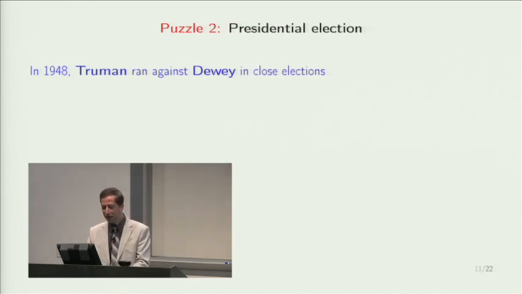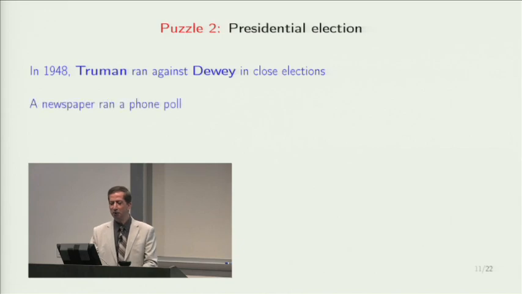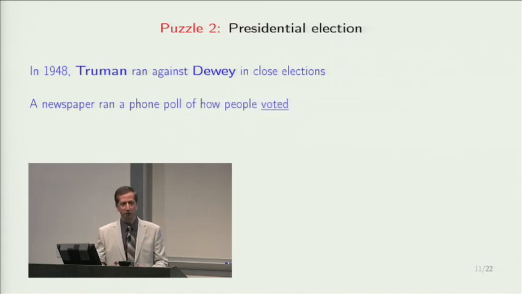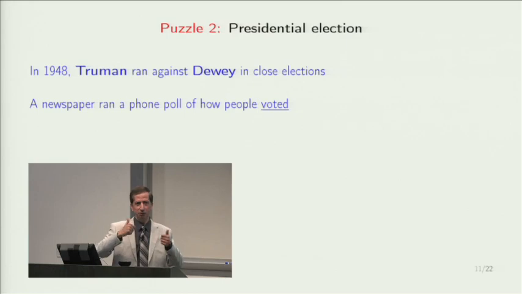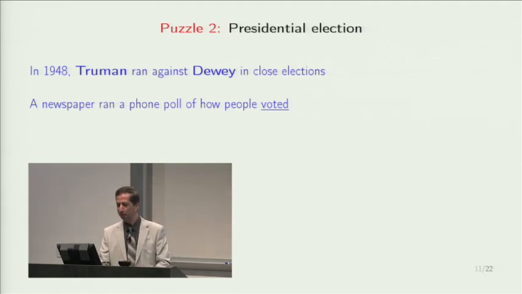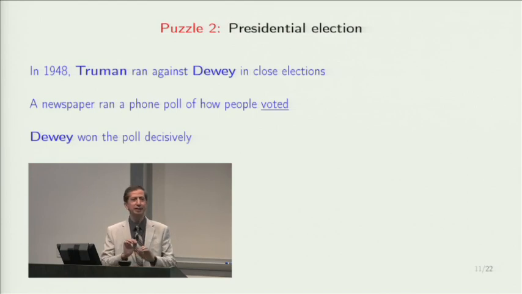Now, one newspaper ran a phone poll, and what they did is ask people how they actually voted. So this is not before the election asking, what do you think? This is the night of the election, after the election closed. They actually called people, picked at random, at their home, and asked who did you vote for? Black and white, Dewey or Truman. They collected the data and applied some statistical thing or Hoeffding or some other quantity, and came to the conclusion that Dewey has won decisively.